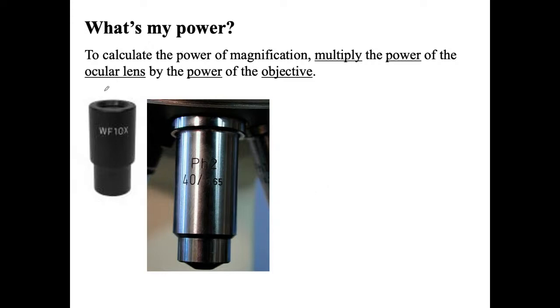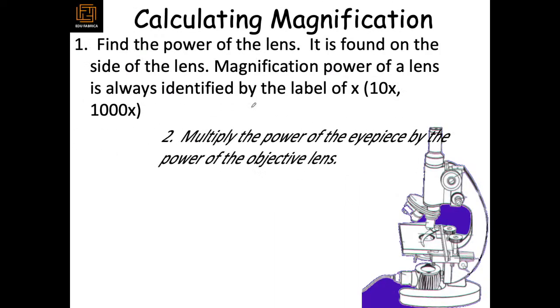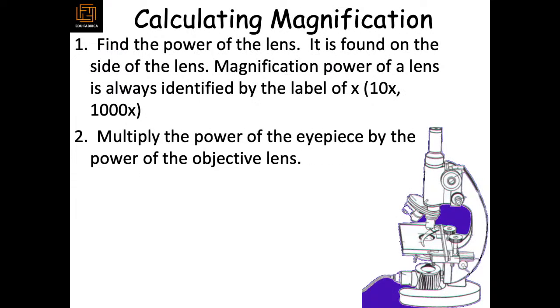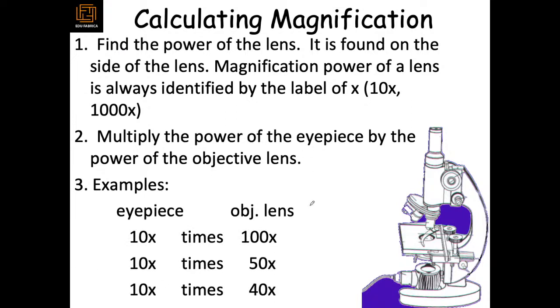So what is my power? Power means the power of magnification, and in order to calculate it you multiply the power of the ocular lens by the power of the objective. So 10x, 40x. Let's calculate the magnifications. Find the power of the lens, it is found on the side of the lens. On top it's written whether it's 10x, 100x, 40x. Then you multiply the power of the eyepiece by the power of the objective lens. For example, if the eyepiece is 10x and your objective lens is 100x, then the answer is 1000x, your magnification. This is your eyepiece, this is your objective lens, and you multiply these together, then that will be your magnification power.